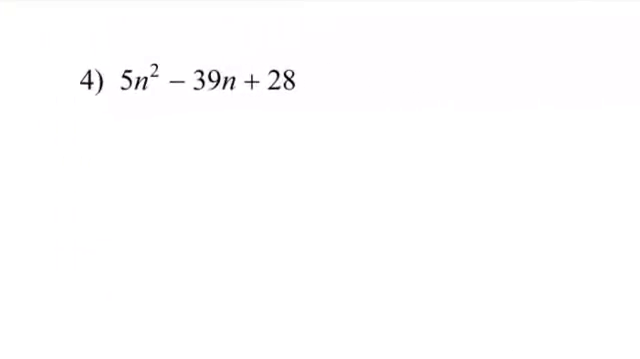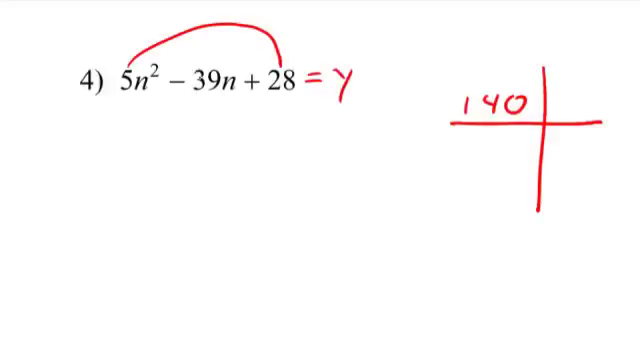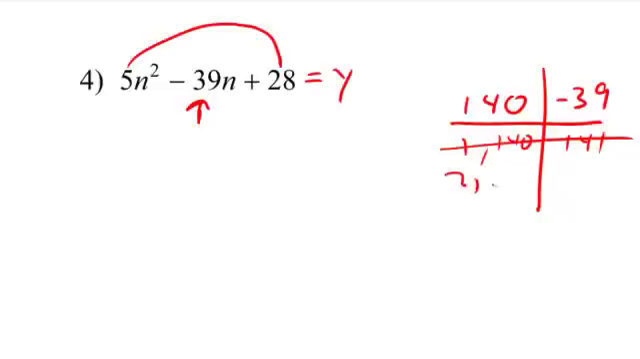So let's start out. I'm going to set this equal to y, so I get my factored form. I'm going to multiply 5 times 28. 5 times 28 is 140. And my b value is negative 39. So again, I'm going to start with my 1. So 1 times 140 is 141. 2. 2 times 70 is 72.